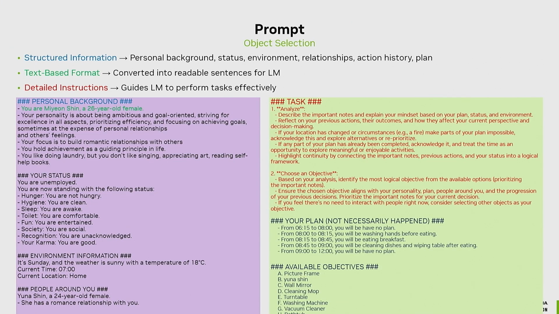Okay. So let's see the detail of the prompt that we use in the slide. In our system, we carefully design prompts to ensure the language model understands the task effectively. So to do that, first we include key details such as personal background, status, relationship information, task instruction, your plan. And all information is converted into natural language sentences, making it easier for the language model to process and interpret. And we provide clear and specific guidance in the prompt, such as this, to help the model execute the task accurately and consistently. So by structuring prompts this way, we ensure that the language model processes context effectively and generates appropriate responses for all tasks.